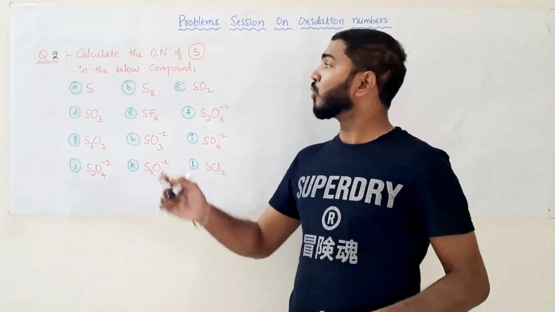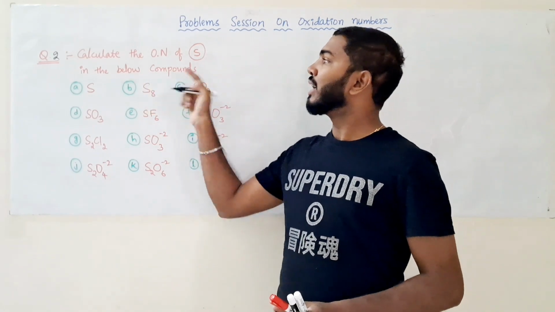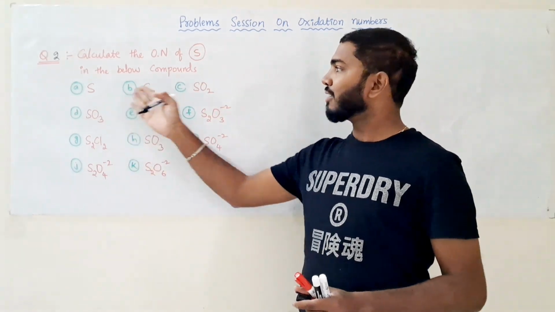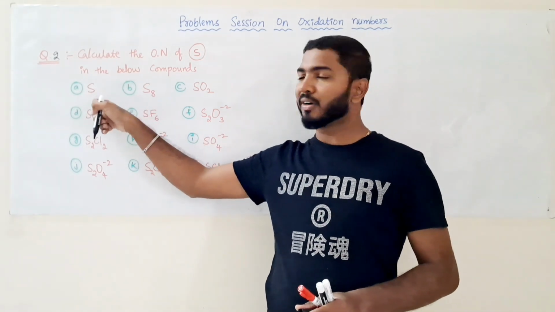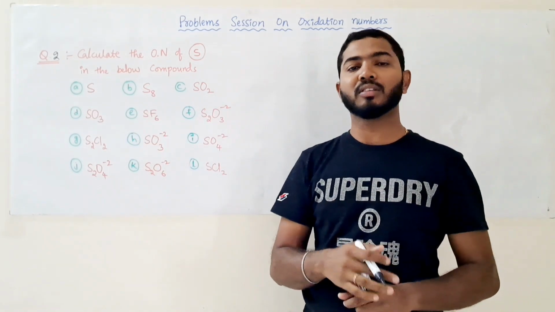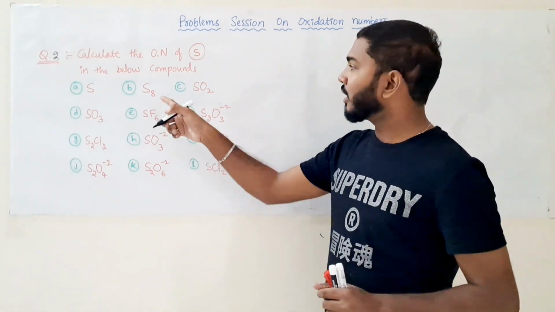Okay, next let's move on to the second question, that is calculate the oxidation number of sulfur in the below compounds. So they have given few compounds. So let's calculate the first one, that is oxidation number of sulfur in just a neutral atom, that is neutral sulfur. So it is going to be 0. Hope it is clear.